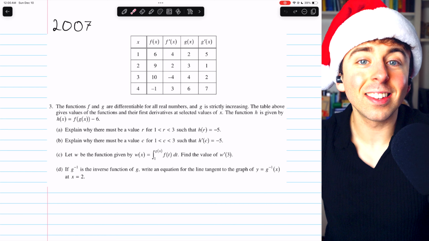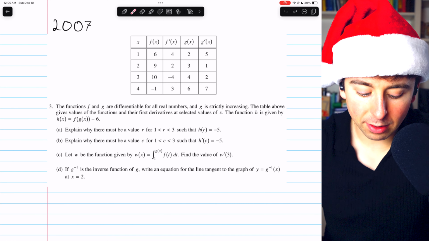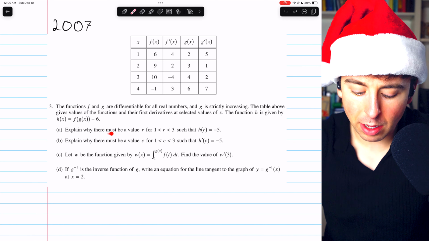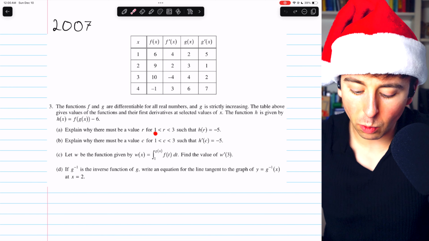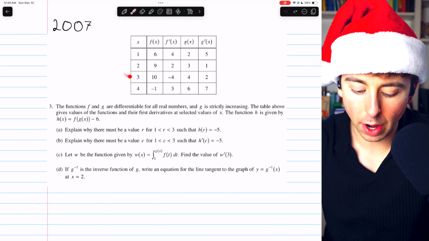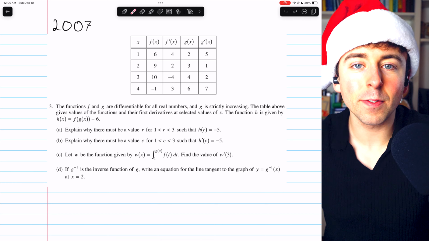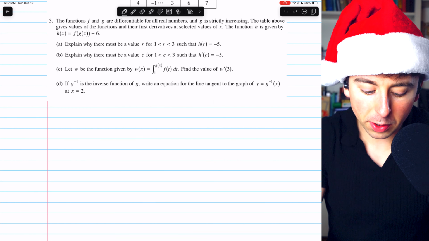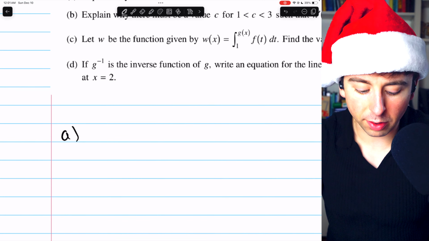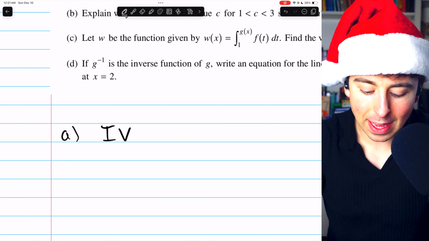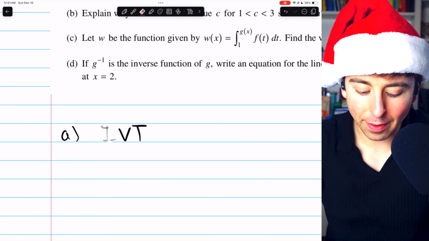Part A is to explain why there must be a value r between 1 and 3, such that h of r equals -5. This is a fairly straightforward question. We just need to use the intermediate value theorem, or IVT.